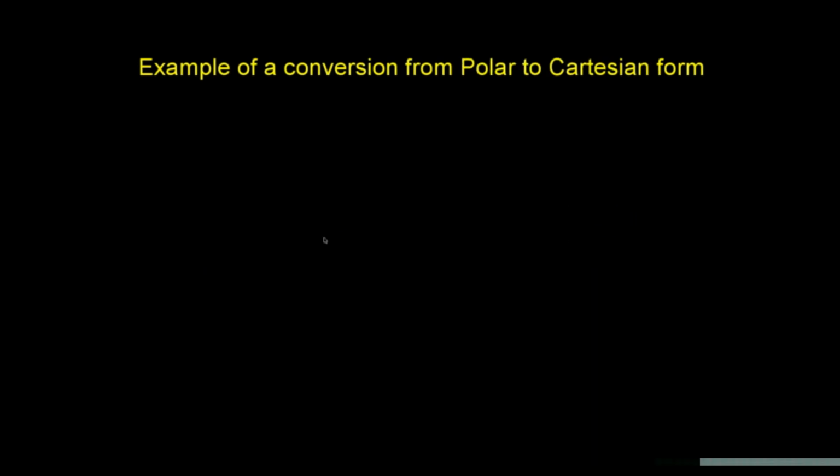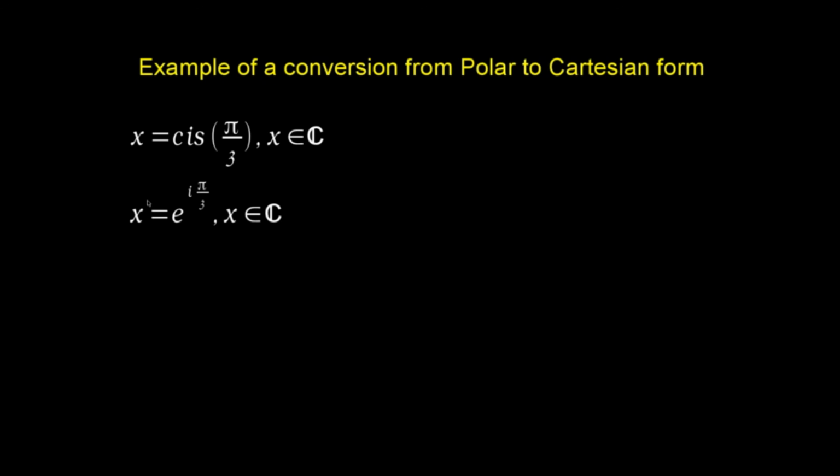Now, let's see an example of a conversion from polar to Cartesian form. And let's consider our last result. Now we have this complex here in the polar form, and we want to have it converted to the Cartesian form. Again, let me remind you that this expression may also be given by this e to the power of i π divided by 3.